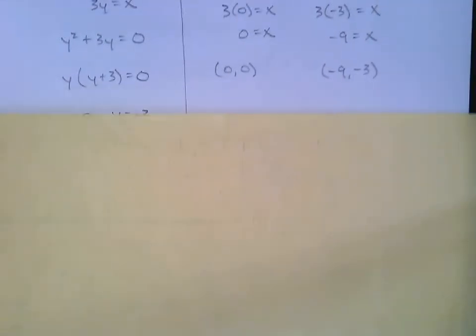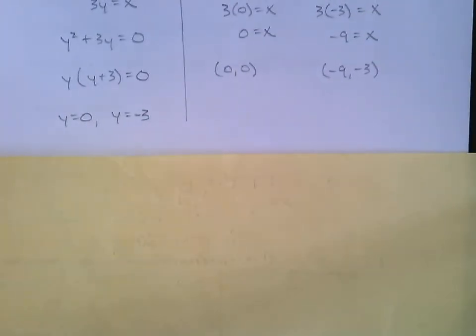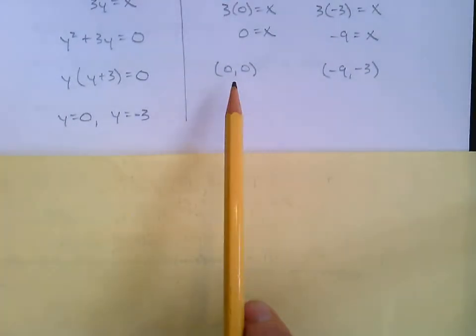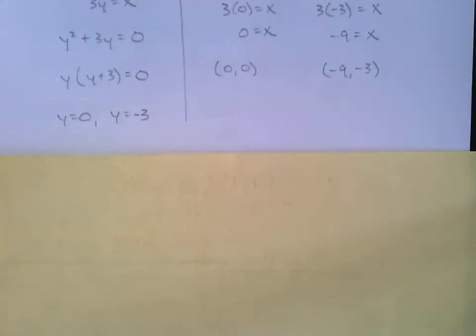Okay, what does this mean? If we have two critical numbers, then we're going to need to find the values of a, b, and c for each one of them. A, b, and c for this one, a, b, and c for this one.